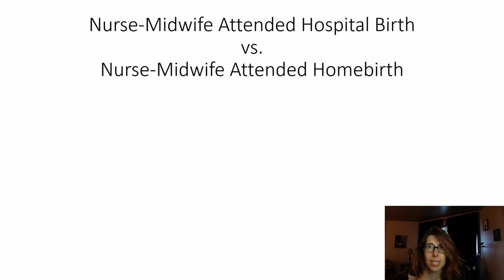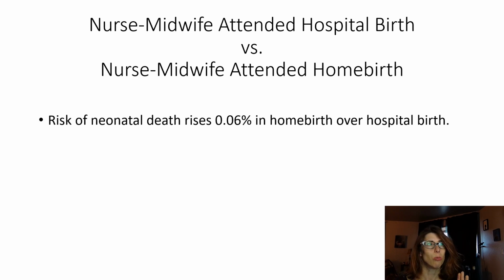I want you to think about how each of these statistics makes you feel about home birth. All right, risk of neonatal death rises 0.06% in home birth over hospital birth. How risky does this make you feel home birth is? Is it what you would have expected?